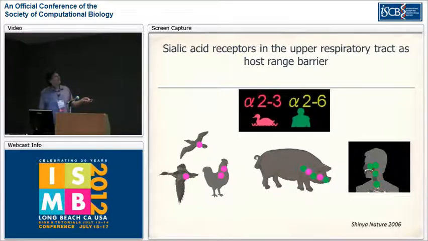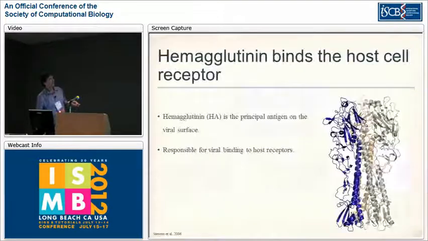There are two chemically distinct types of receptors. One of them is marked as alpha 2,3, and the other is alpha 2,6. Birds have in their upper tract the first type, and humans are mostly of the second type. The pig has both, making it a good channel to transmit between them, and also a good incubatory place for the reassortment of the virus itself for producing pandemics, and that's actually what happened this time.